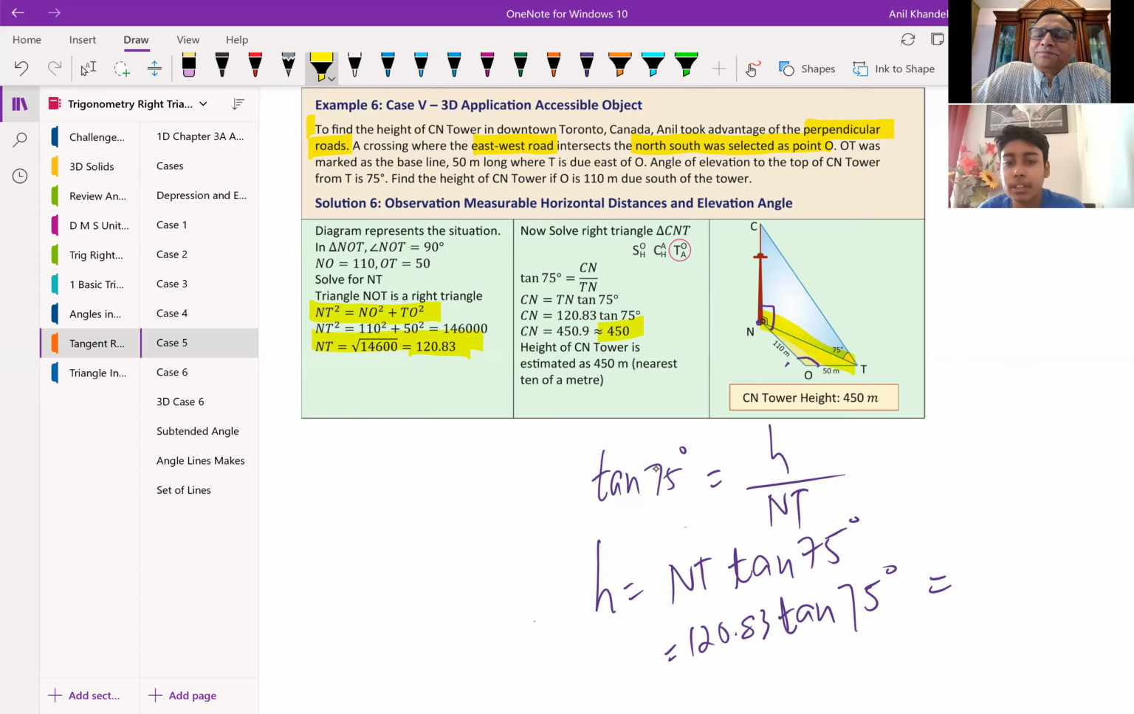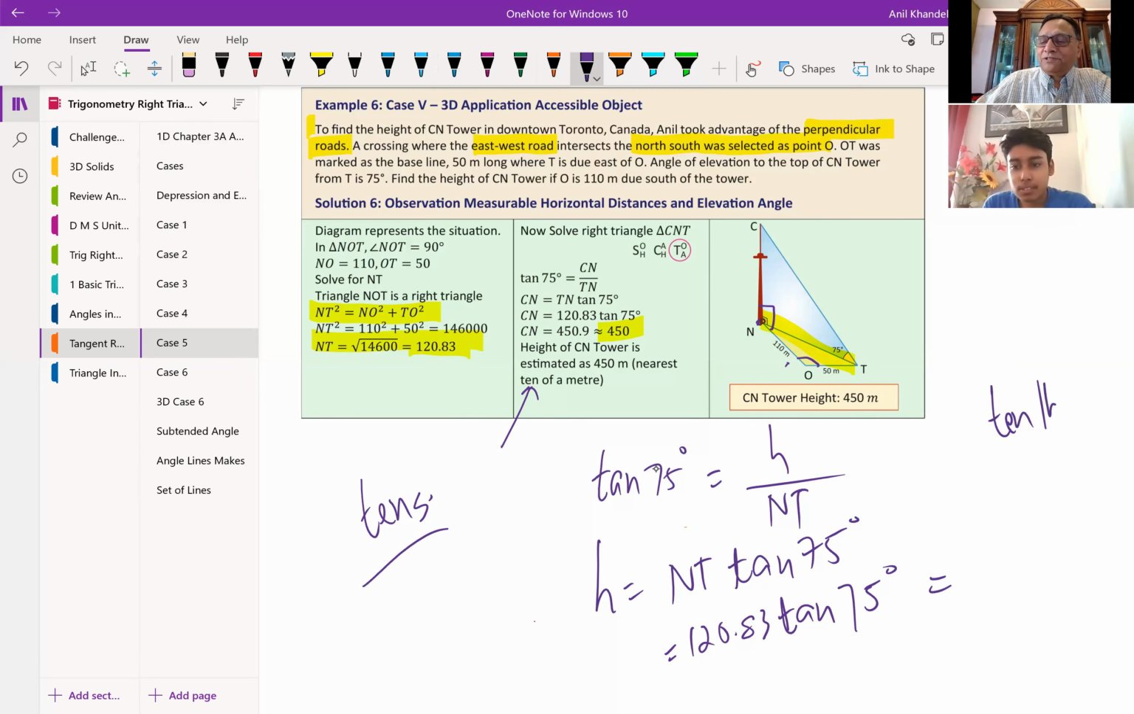So, sir, wouldn't it be 451 meters if we're rounding to the nearest tenth? Nearest tenth or tens? Find the height of the CN Tower if O is due south. Okay, oh yeah, I'm rounding it to the nearest tens. Nearest tens. This is not tenth, tens. 10, 20, 30, 40. When you do tenths, then it is one decimal place. You are correct. Tenth means 0 point something, right? That position. If you are looking into the nearest tenth, you will round it like that.